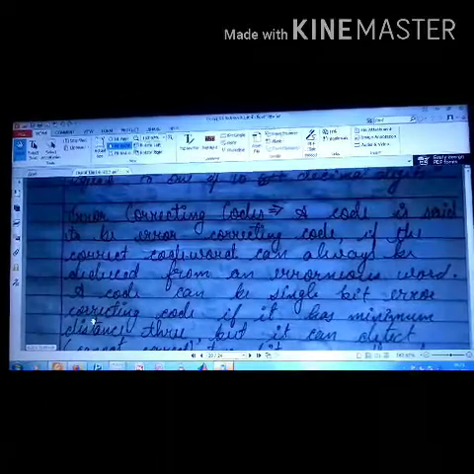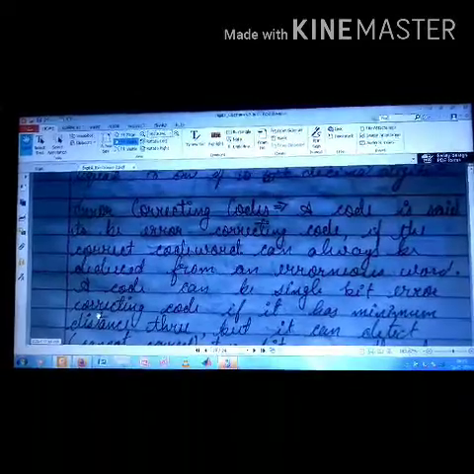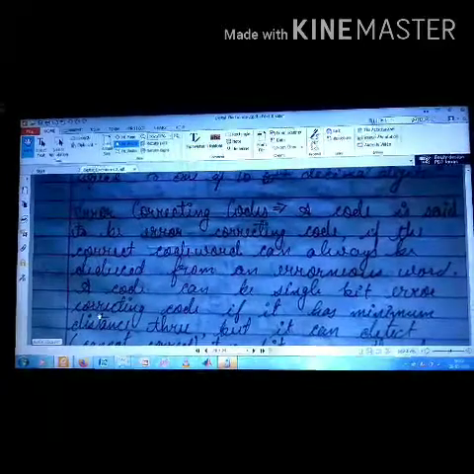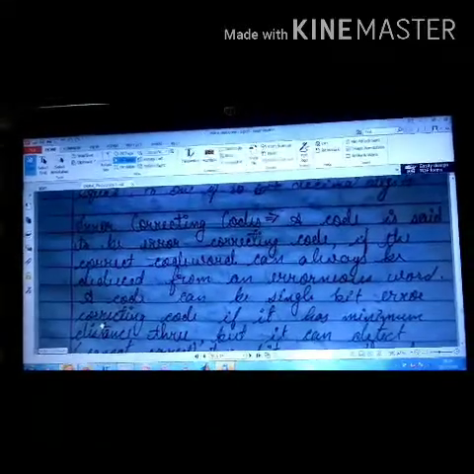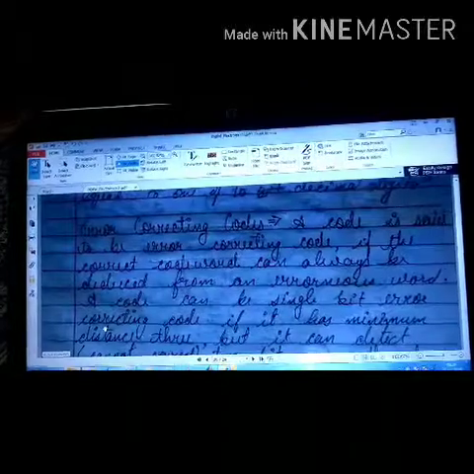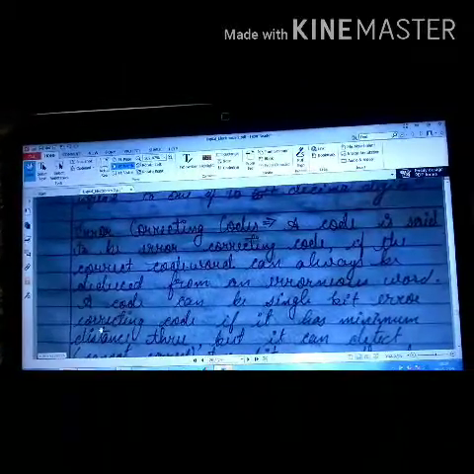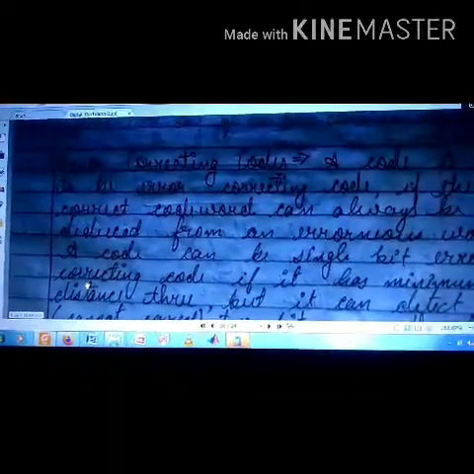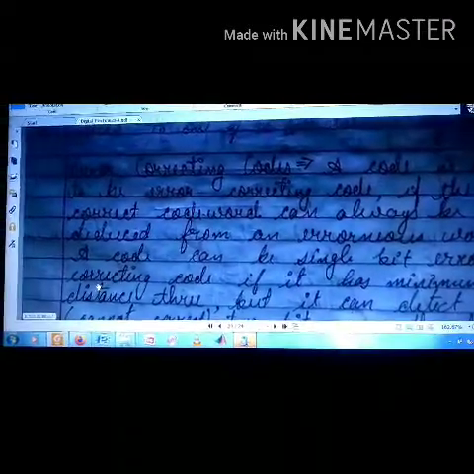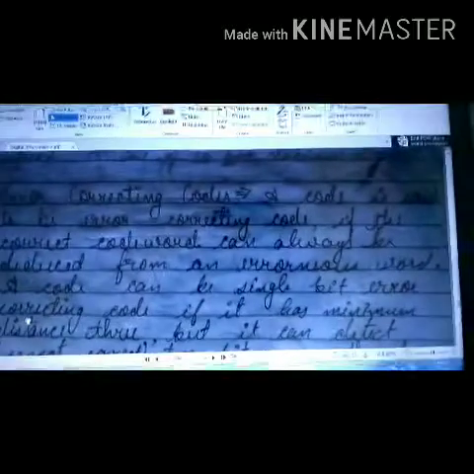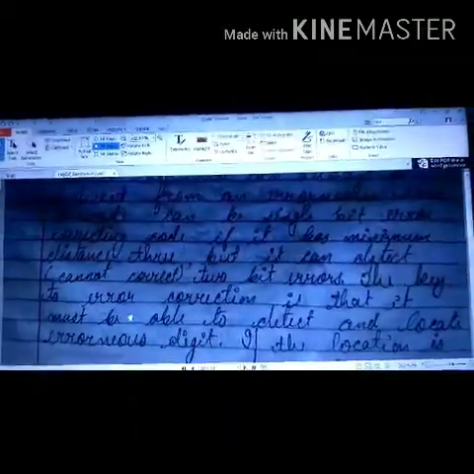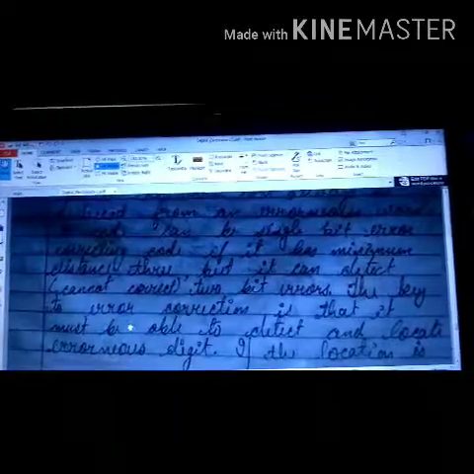A code is said to be an error correcting code if the corrected code word can always be deduced from an erroneous word. So if there is a 100% probability that we can detect an erroneous word from a code word and correct it, then only the utilized code will be known as an error correcting code. A code can be a single bit error correcting code if it has a minimum distance of 3, but it can detect, however it cannot correct, 2-bit errors.